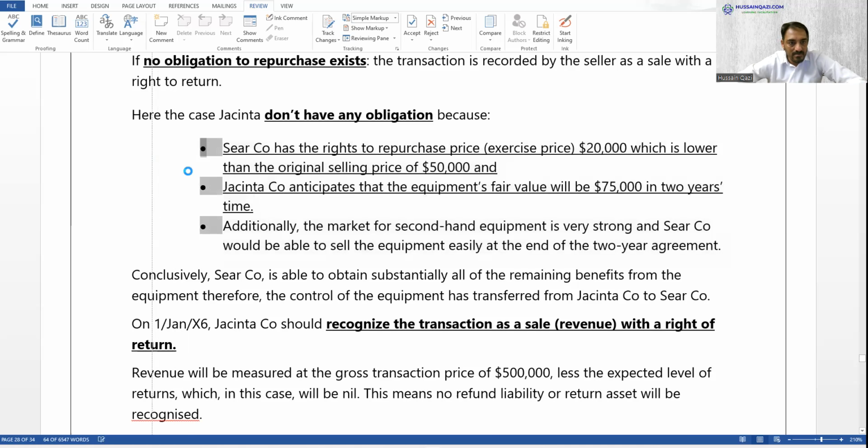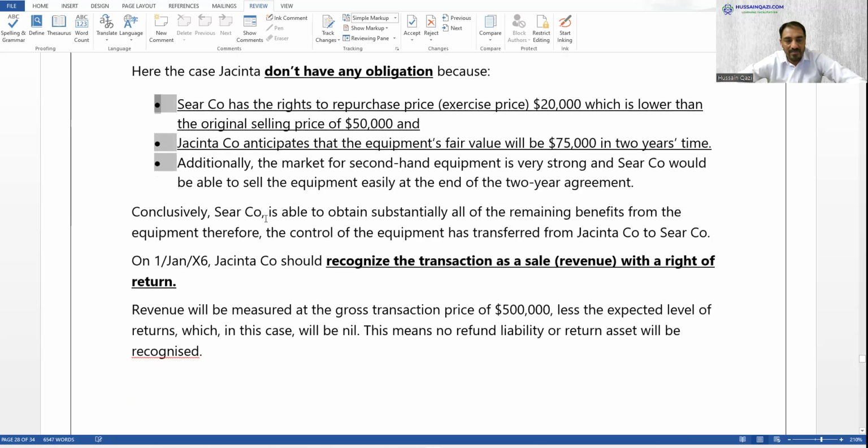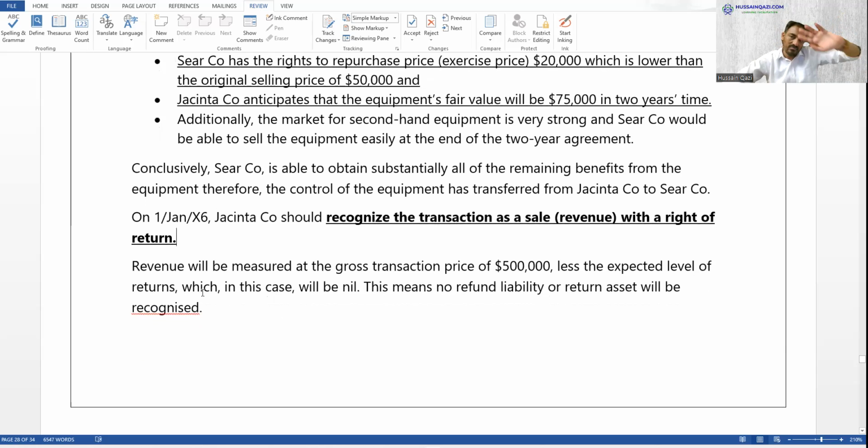Okay, further, conclusively, the customer is able to obtain substantially all the economic benefit from the equipment. So control of the equipment is transferred from Jacinta. It means if there is no obligation, control is transferred. Now, on 1st January X6, Jacinta should recognize the transaction as sales revenue with right of return. So for right of return, refer to your accounting standard with the relevant steps.